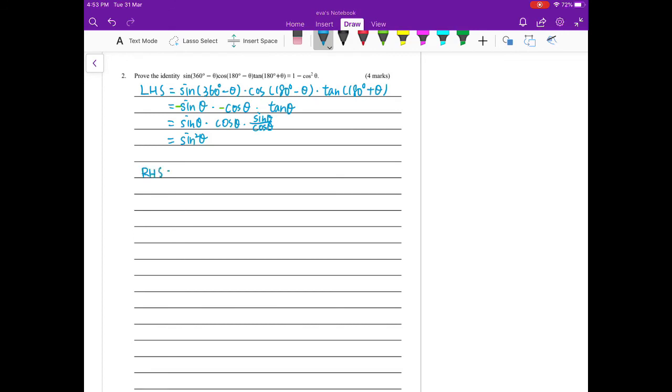So let's look at the right-hand side. This is 1 minus cosine square theta. So we have to look at another identity now. Sine square theta plus cosine square theta equal to 1. So if I move the cosine square theta to the right-hand side, I will have sine square theta equal to 1 minus cosine square theta. Therefore, our right-hand side is simply equal to sine square theta. You can see the left-hand side and right-hand side are the same. So, the identity is true.